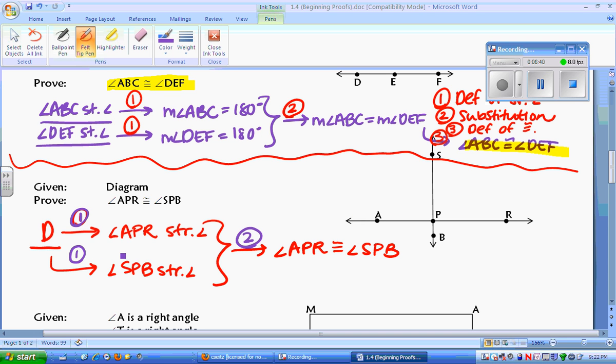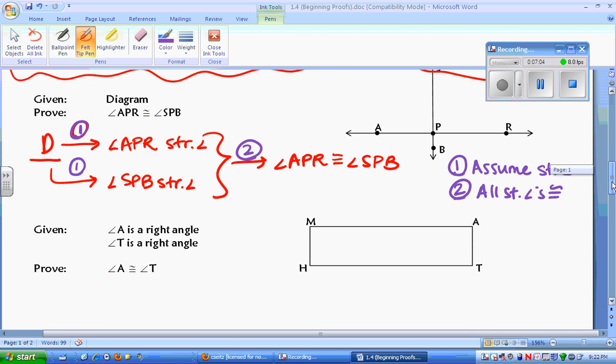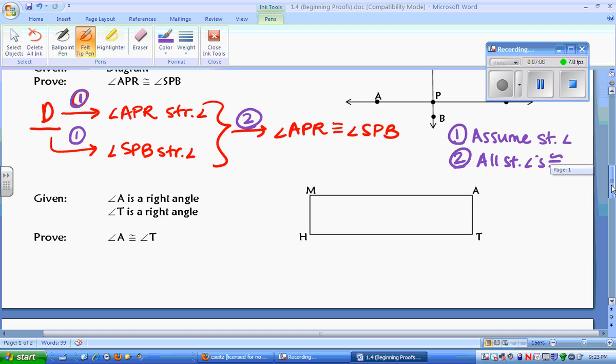Okay, so theorems always just skip steps, which you'll find out soon. How can I go from a diagram to straight angle? My first reason is going to be we can assume straight angles. That's one thing that we can in our assumptions. And how do I know that straight angles are congruent? Because all straight angles are congruent. Okay, and that's the end of my proof.